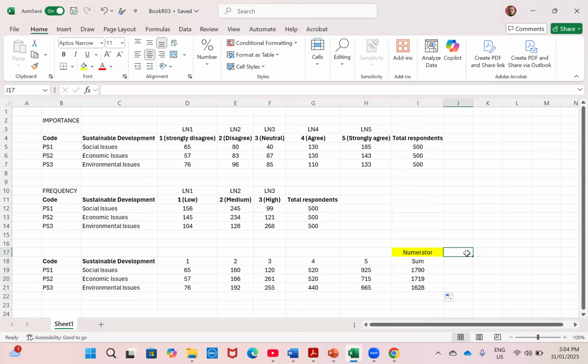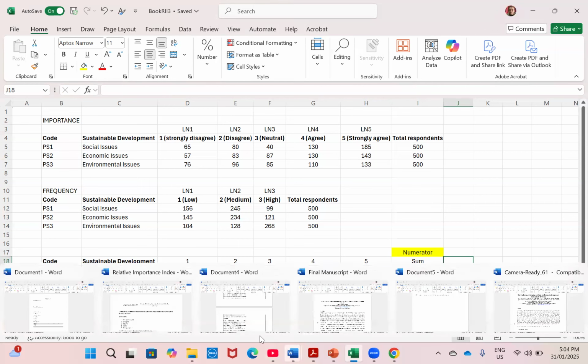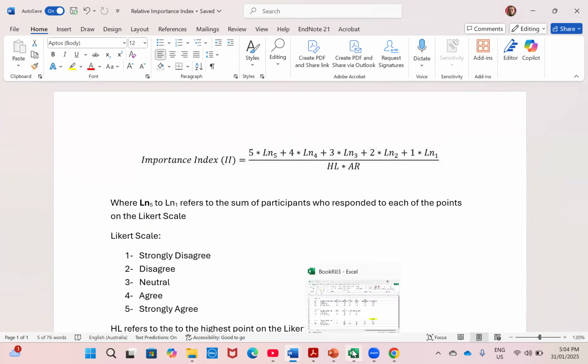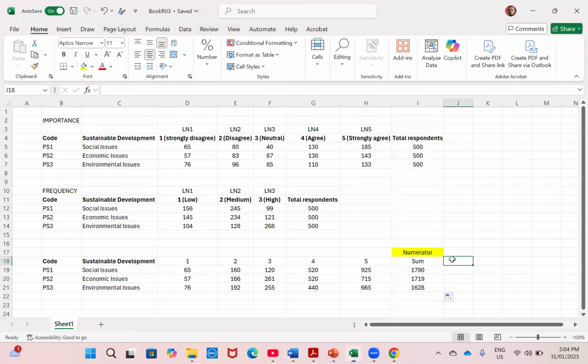The next thing to do is to compute the denominator. What does the formula say? The formula says we have to multiply the highest point, which in this case is 5, because the highest point on this Likert scale here is 5, by the total number of respondents. So the first thing that we need to do is to know the total respondents. Here AR represents the total respondents. So how many respondents from the top here? They are 500, right? 500 responded, 500 responded.